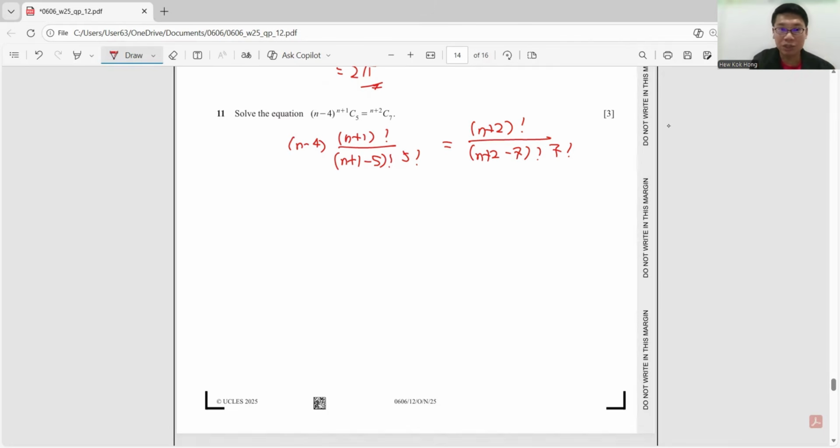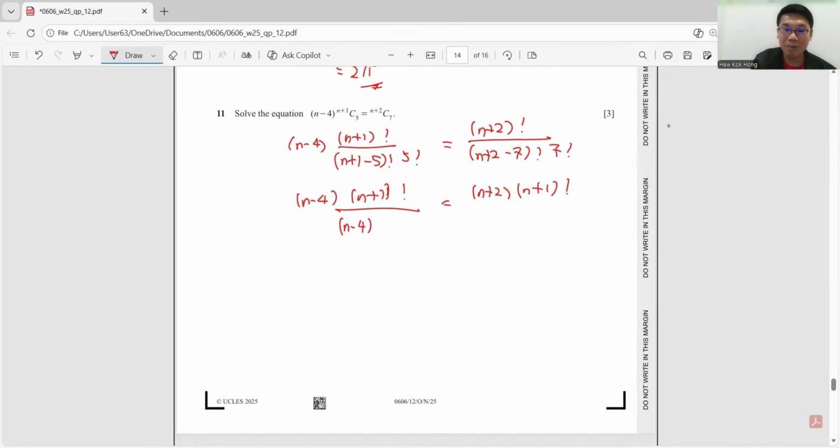We reduce the larger part, which means we don't touch this n plus 1 factorial. We change this n plus 2 factorial because it's reducing by 1. So after n plus 2 will be n plus 1. Then it's the same, we stop with the factorial here. And then here is n minus 4. Here is n minus 5. So n minus 4 is larger.